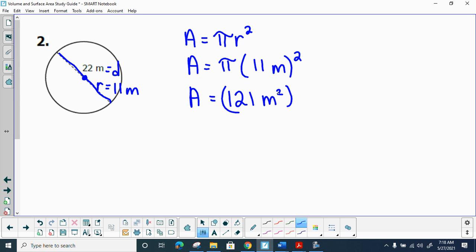We're going to multiply that times pi. So using the pi key on the calculator. And we will have to round this one, so we'll put the curly equal sign. Get 380.13 meters squared, or square meters.